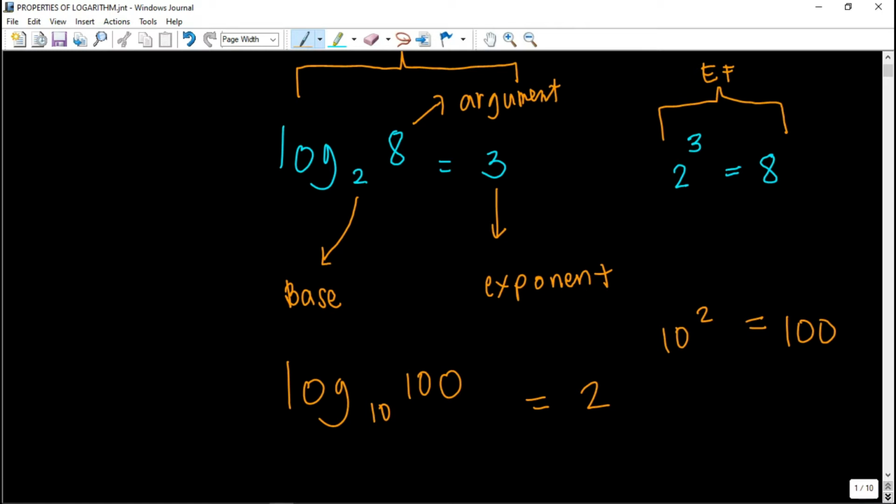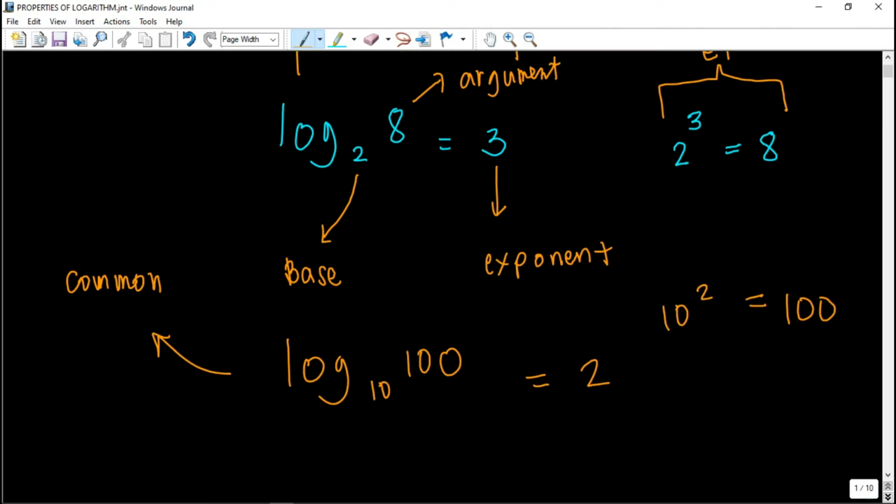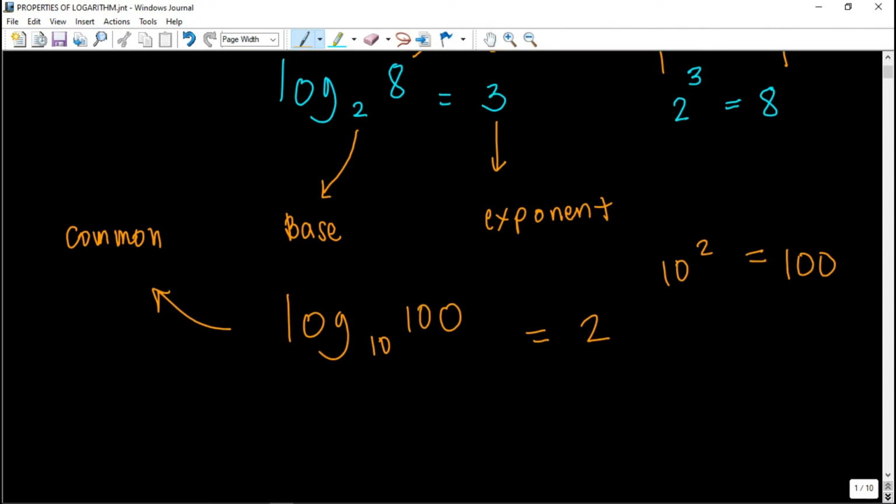This is what you call the common logarithm. When you have a base of 10, we drop it down or we no longer write it. It is considered as 10 if it is expressed like this, logarithm of 100. That is just equivalent to 2, because if you drop down the 10, it is just the same as this expression. So when the base is 10, we no longer write it.